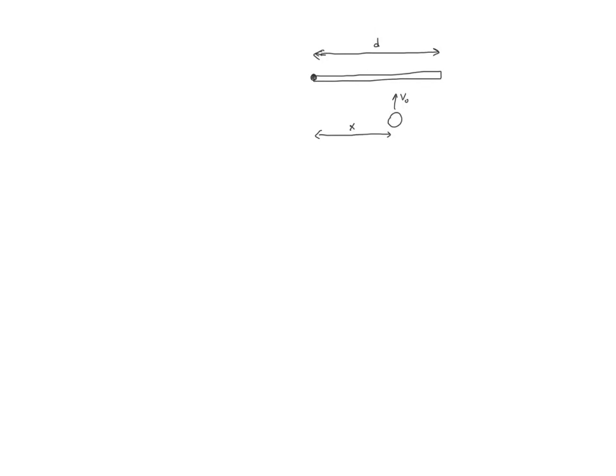A rod of mass m and length d is attached to a frictionless horizontal surface by a frictionless pivot at the left end. The rod is initially at rest, and a disk of mass m over 3 moving toward the rod with velocity VO perpendicular to the rod. It hits the rod a distance x from the pivot point.